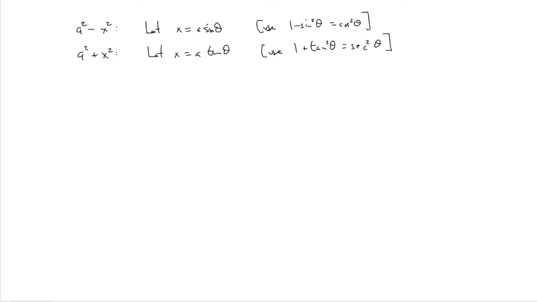What we haven't yet seen is that you can also use trig substitution if you have something of the form a squared plus x squared. In that case, let x equal a times the tangent of theta, and you'll find that you'll be able to use the trig identity 1 plus the tangent squared theta is equal to the secant squared theta. And finally, the last case, if you have something of the form x squared minus a squared, which is very different from a squared minus x squared, then you can let x equal a times the secant of theta and use the trig identity secant squared theta minus 1 is equal to tangent squared theta.